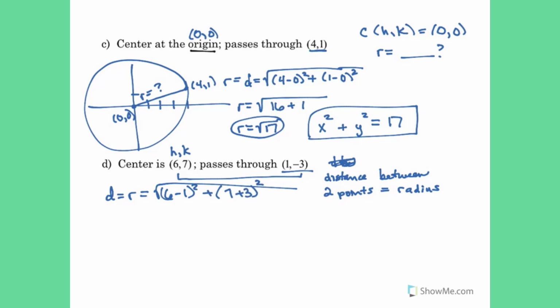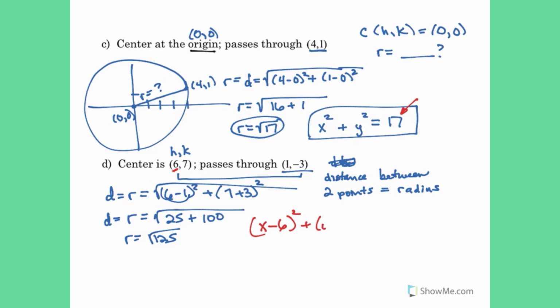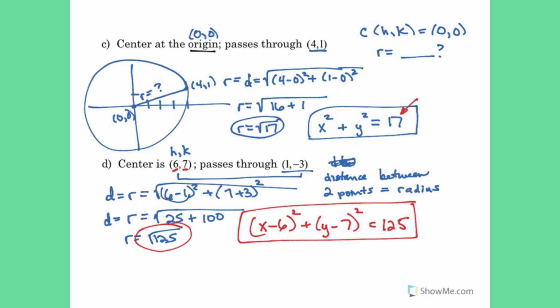So I'm going to subtract my x values and subtract my y values. So 7 minus a negative 3 is plus. So my distance, which equals my radius, that's going to be the square root of 25 plus 100. And I'm not going to simplify that. Why? Because when I square it in my equation, I'm just going to get rid of the square root. Makes it really easy. So I have x minus 6 squared, because that's h, plus y minus k squared equals the radius, and then square that. That's how you find the equation of the circle.